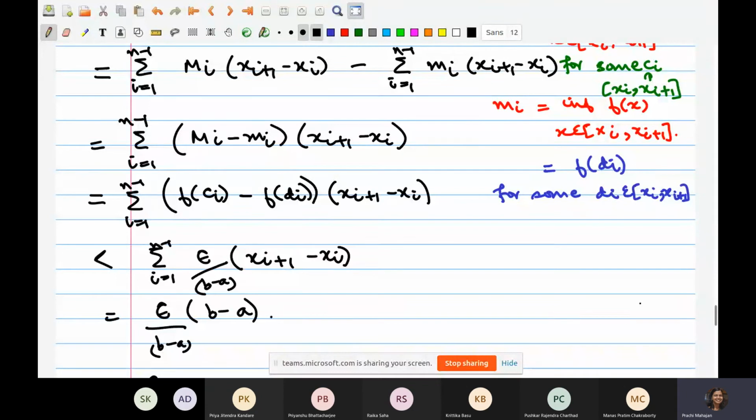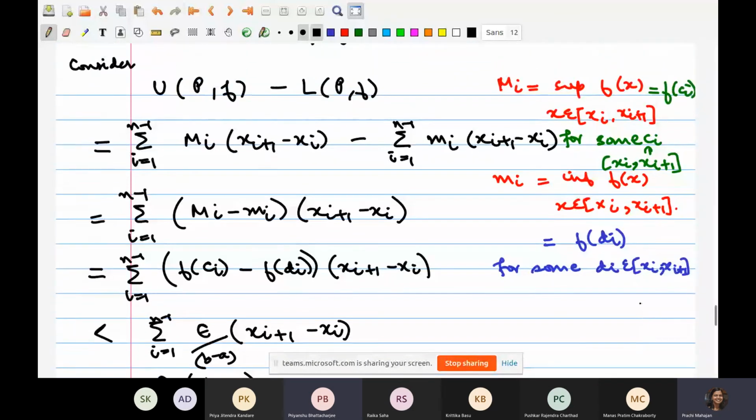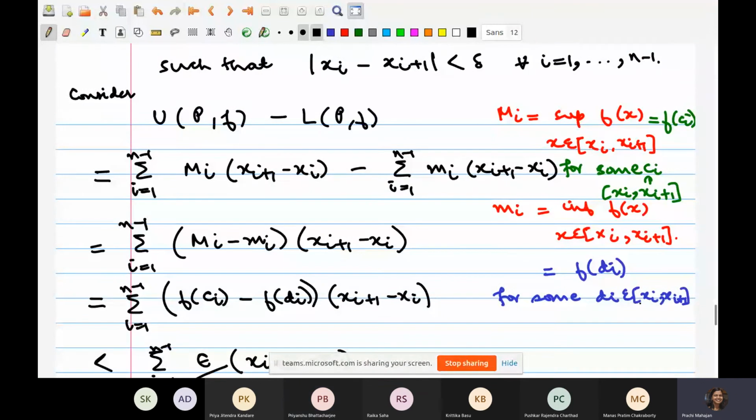So, are there any questions? Yeah. Is this okay with everybody? Ma'am, can you please explain why f(ci) minus f(di), that sum was replaced by less than epsilon by b minus a? So Priyanshu, that's the meat of the proof here.